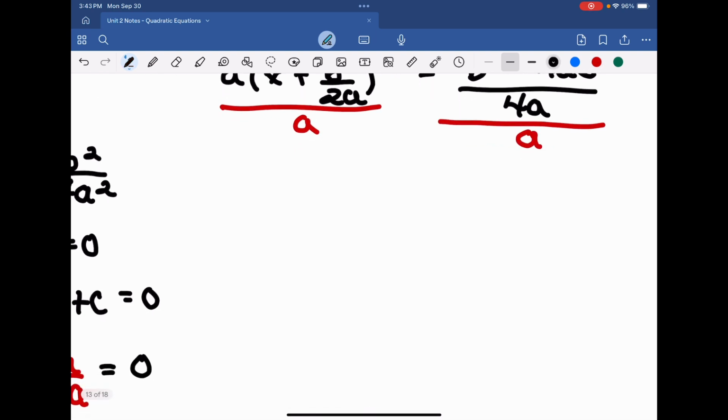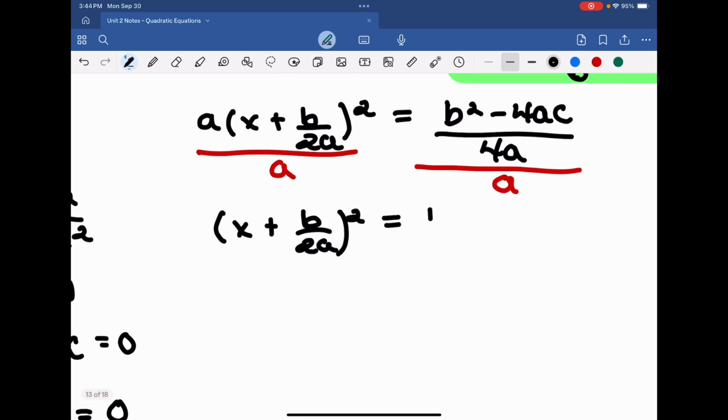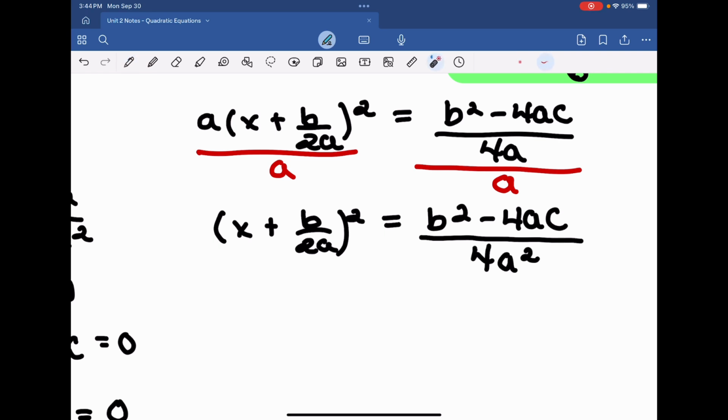Now when we do this, it's going to leave us with x plus b over 2a, all squared, is equal to, on my right-hand side, b squared minus 4ac divided by, if I take 4a and divide it by another a, this combines to make 4a squared. Because if we did our reciprocal rule, we would find that these two multiply together. So 4a times a gives me 4a squared.